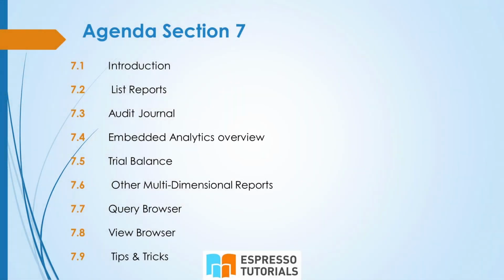After a quick glance at some of the finance reports in general, I'll be going through the different types of reports available in finance. We've covered many of the list reports already, so this is really just a reminder of the functionality available. I cover the audit journal separately as there's some interesting functionality there.